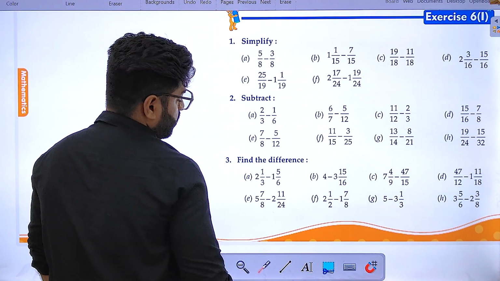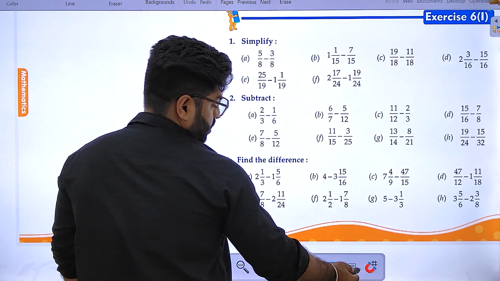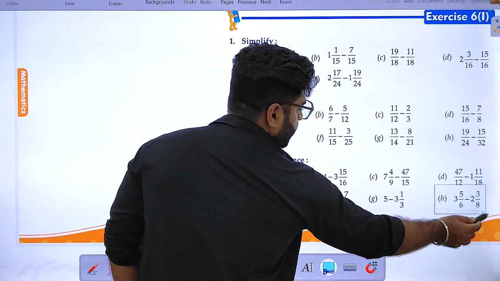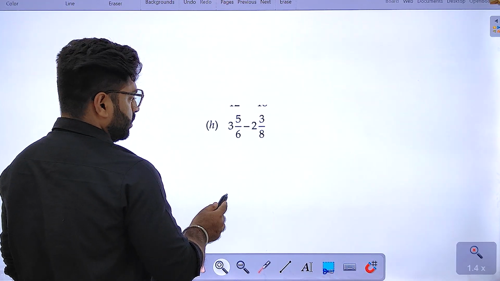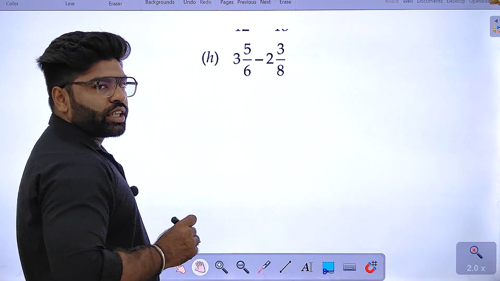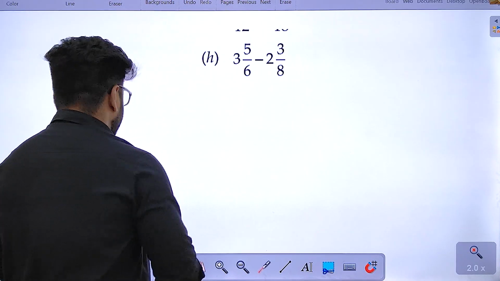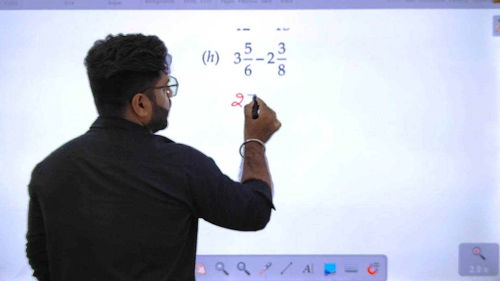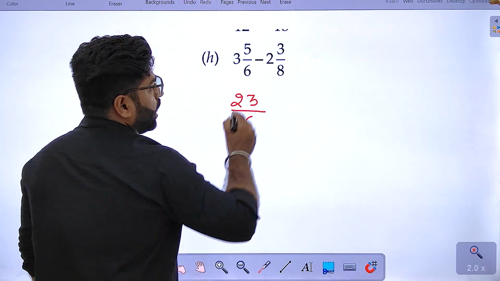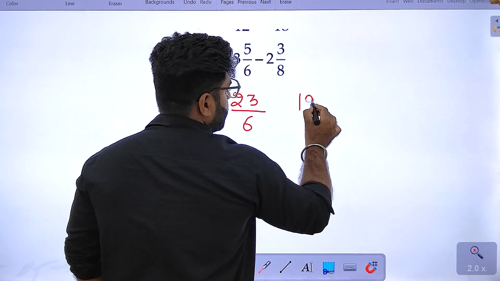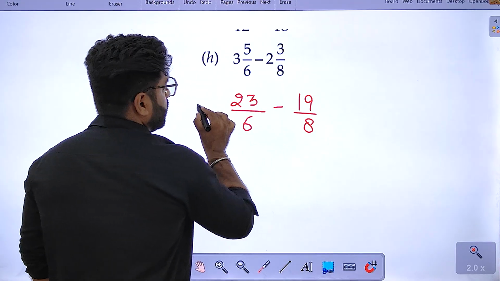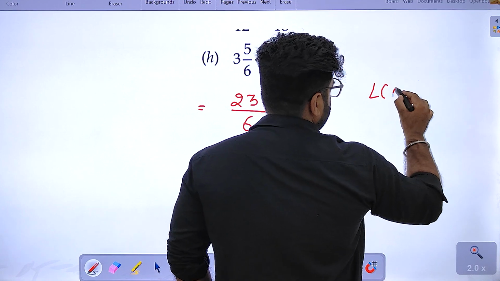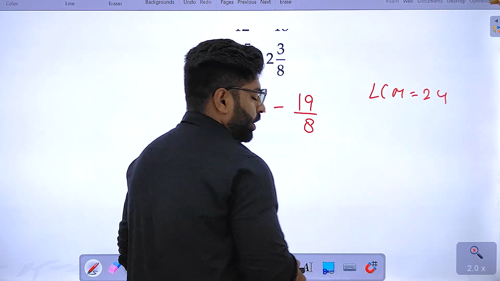Okay, next we are having question number 3, find the difference. So, okay, let's pick H part. So here we are having both fractions as mixed fractions. So first we are going to change them into improper fractions. The 6 3s are 18, 19, 20, 23 by 6. Clear? And here we are having 8 2s are 16 plus 3 is 19 by 8. So now we are having 6 and 8 as denominators. Let's take the LCM. So LCM will be 24.